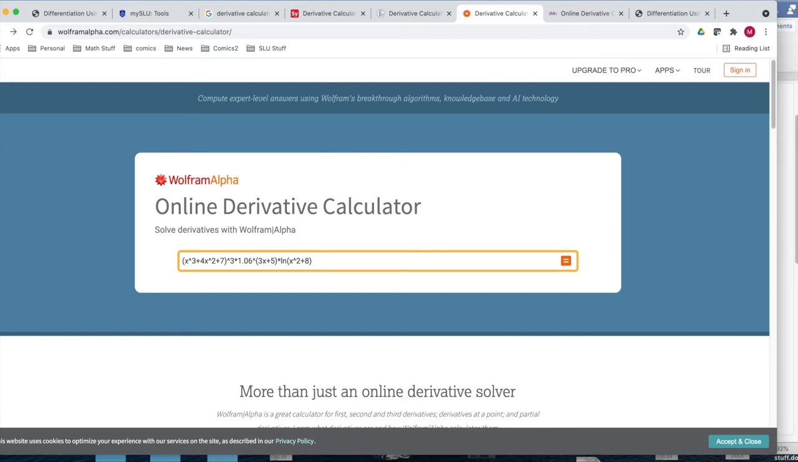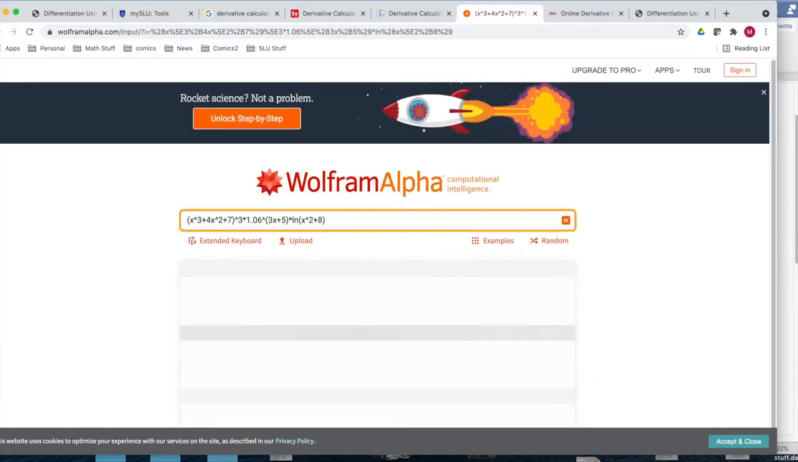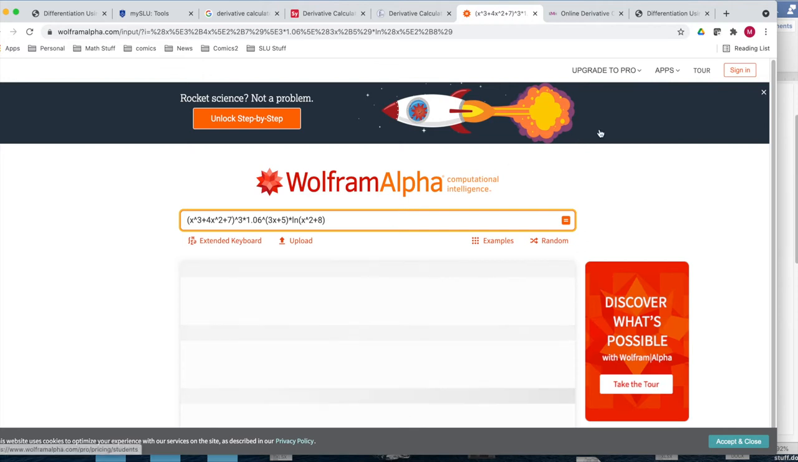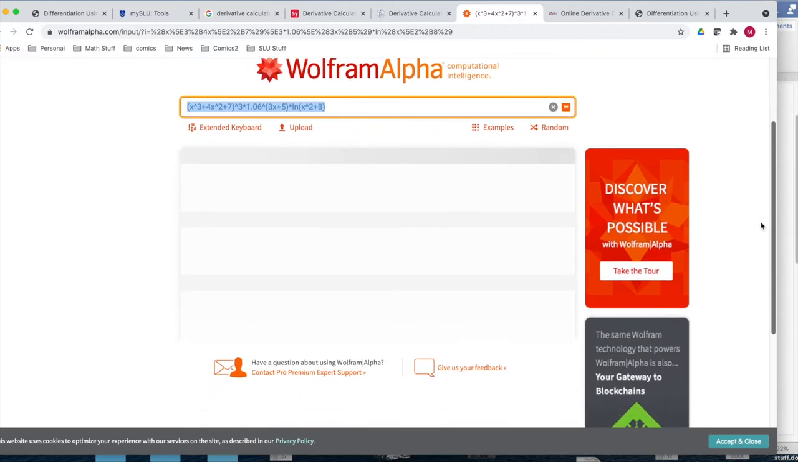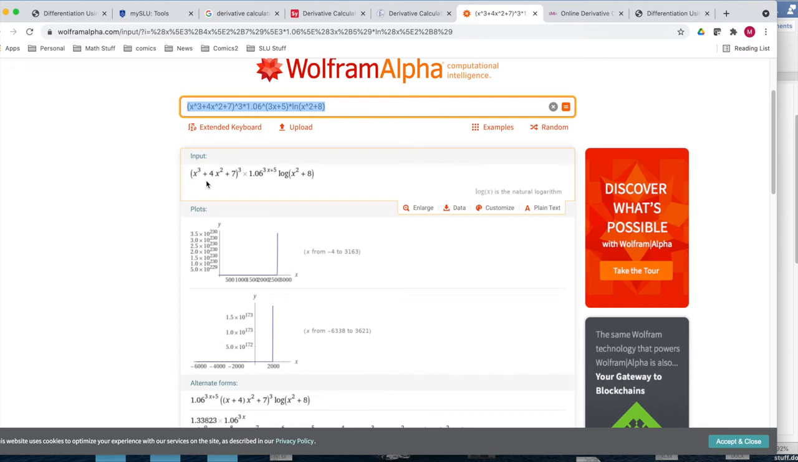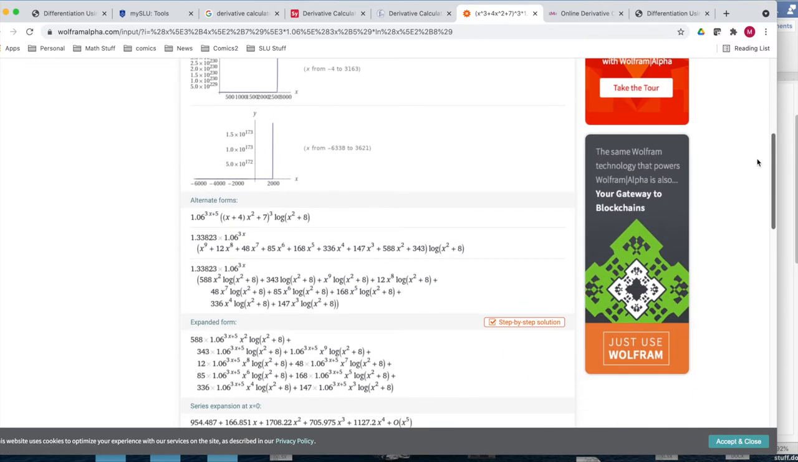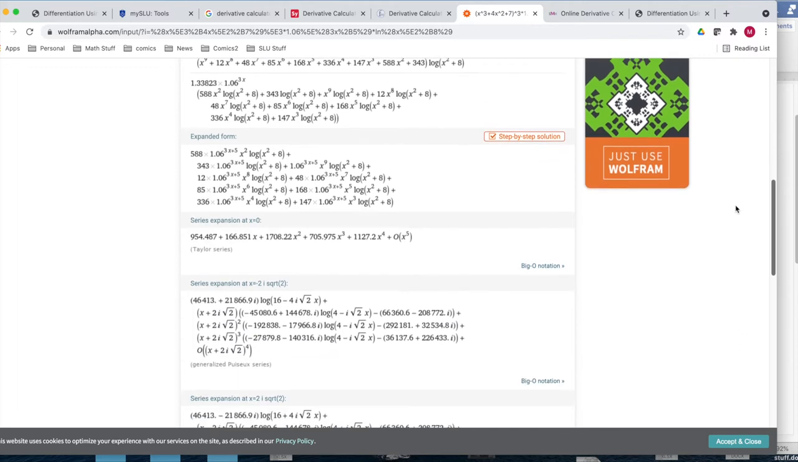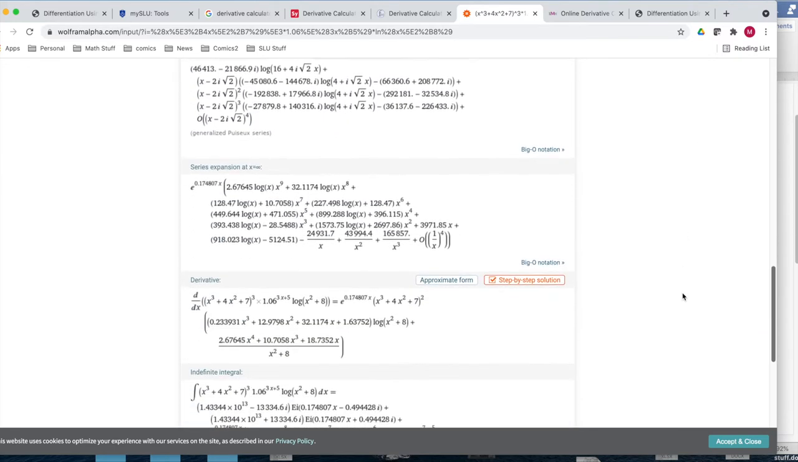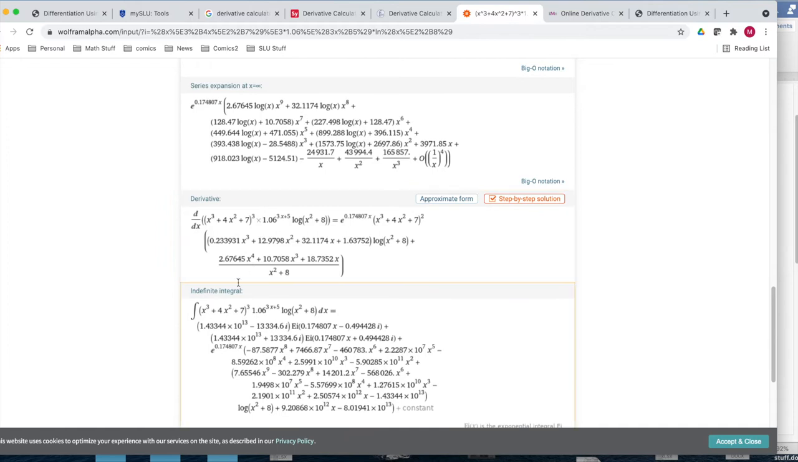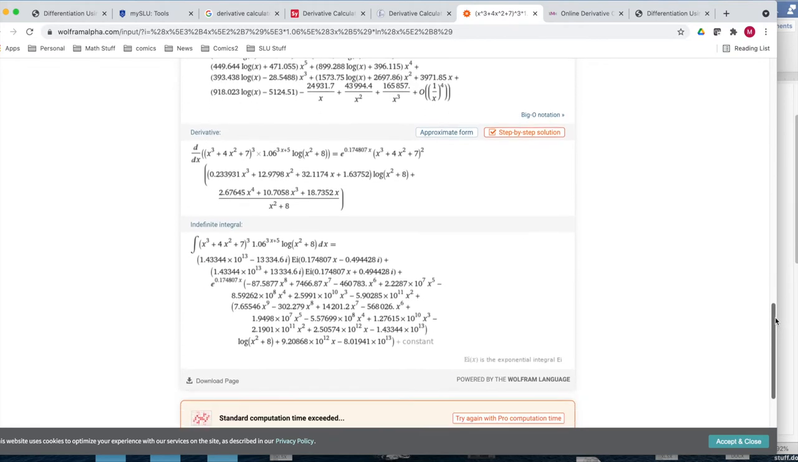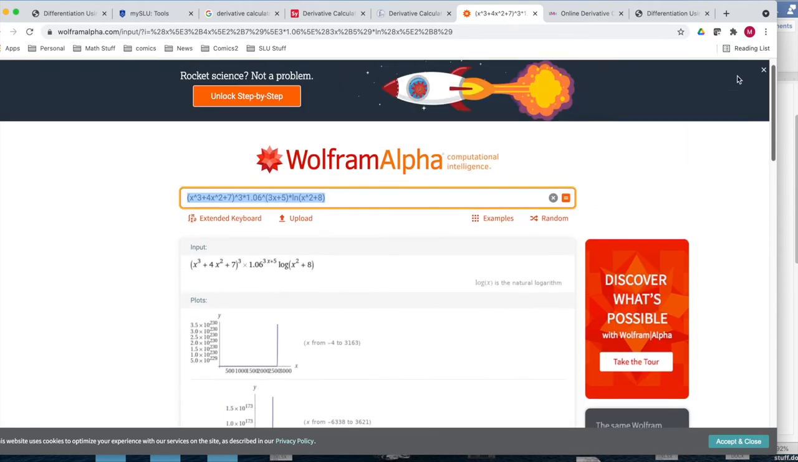This is more complicated than we'd see, but I simply hit enter, and the site Wolfram Alpha is going to produce an answer for me. I'm going to stall while it computes, and it gives the answer. So the input, alternate forms of the input, the derivative is given, along with lots of other things. Wolfram Alpha will do almost everything. I find its answers aren't specific enough.